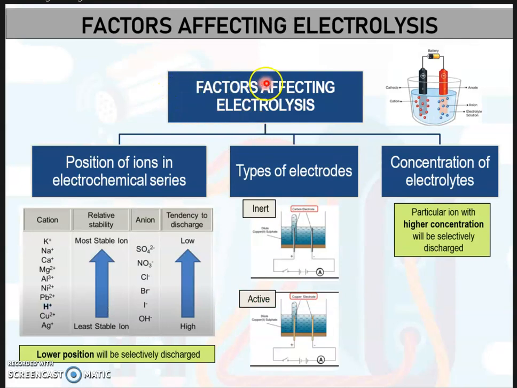Okay, these are the factors that affect electrolysis in an electrolytic cell. First, position of ion in the electrochemical series. It is not like in the voltaic cell where we have the SRP table, but this one is the position of ion in the electrochemical series. So you have to remember this series, this position. The second one, types of electrode that we use. The third one is the concentration of electrolytes.